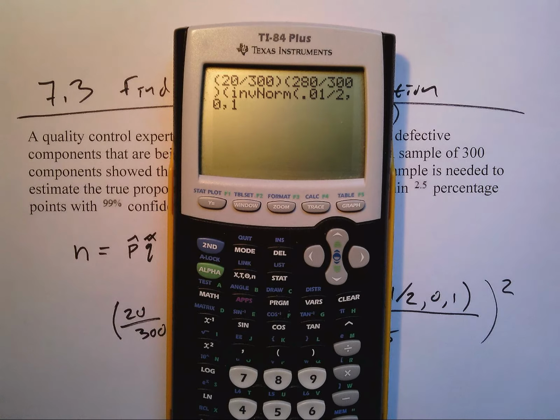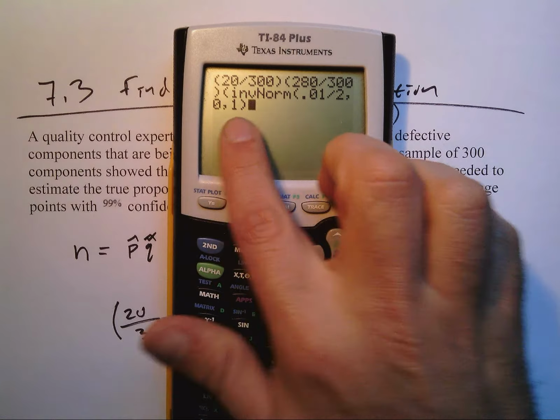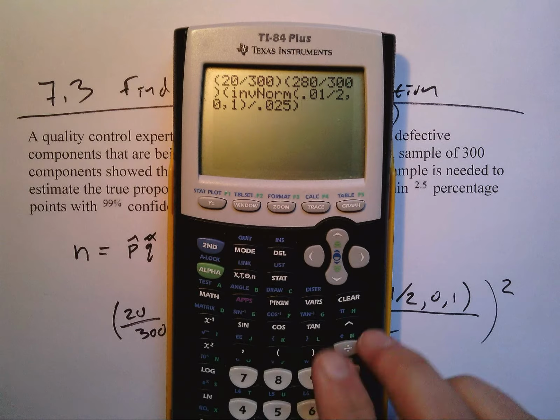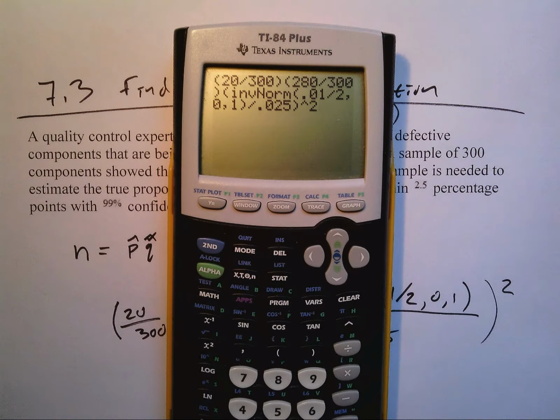Alright, this is what we need to do because we're getting the idealized value. Close parentheses, and that ends the inverse norm, so now we can divide by our error, so 0.025. Close parentheses for this whole portion, raise it to the second, hit enter, and we got our answer: n is approximately 660.54. Remember, we always have to round it up to the nearest whole, no matter how low it is.